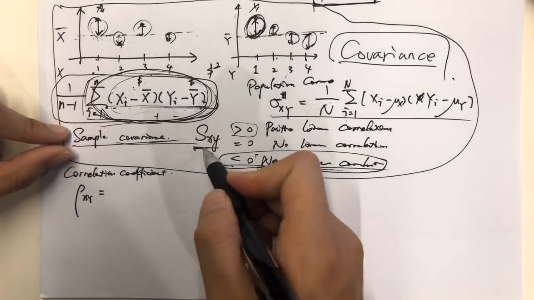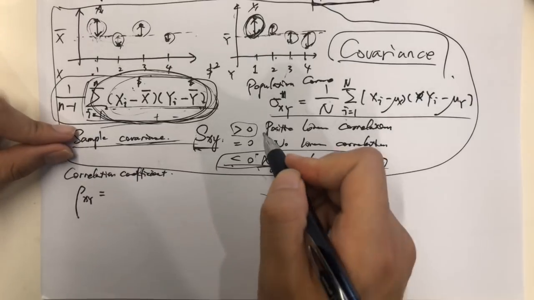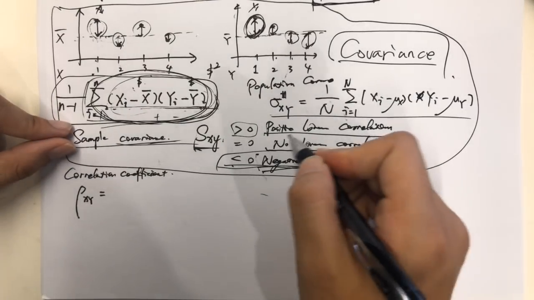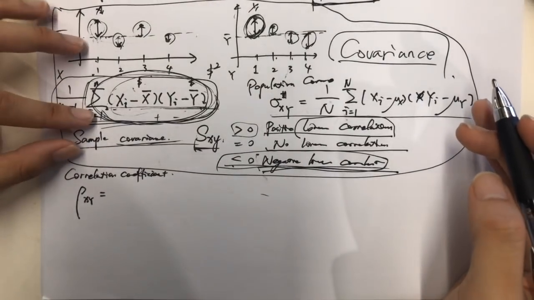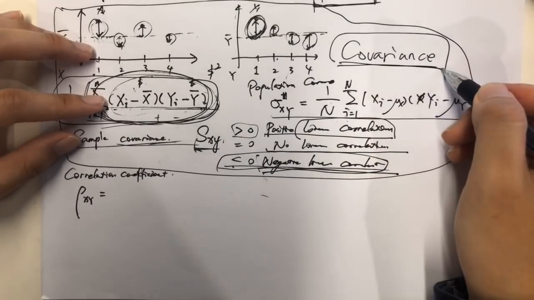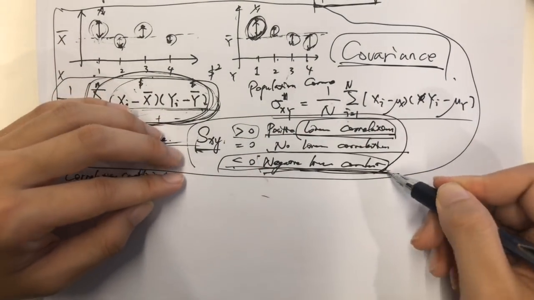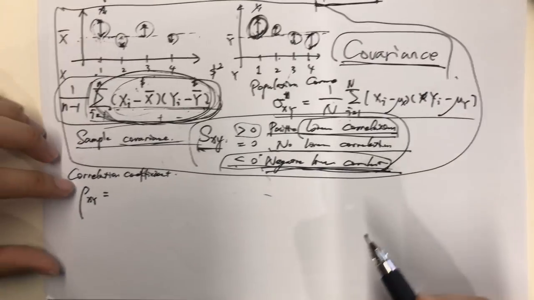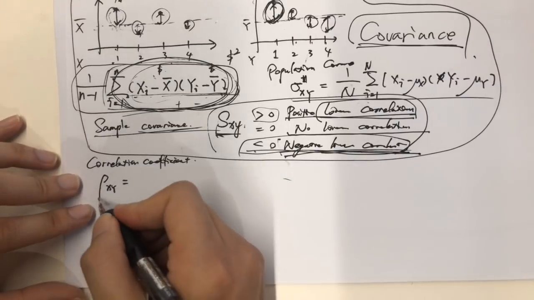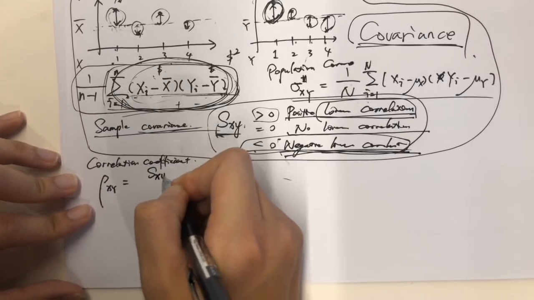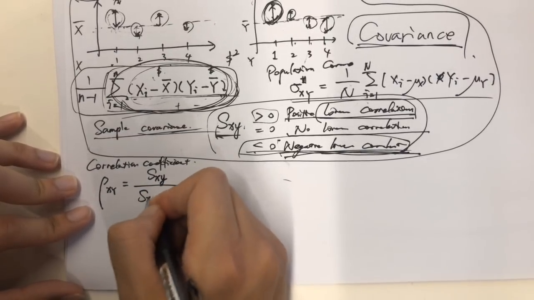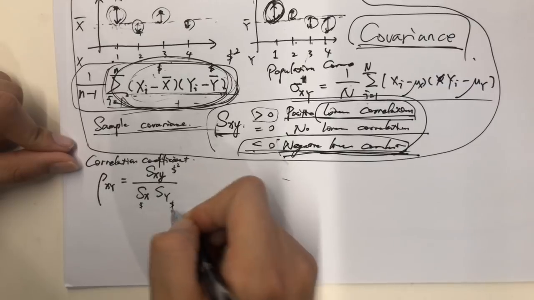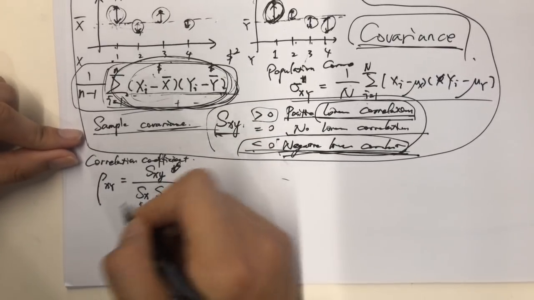From covariance, we can only know whether it's positive linear correlation, no correlation, or negative correlation, but we can never know whether the linear correlation is strong or not. Okay? So here's the key thing. But this problem can be solved by the correlation coefficient. Rho XY is calculated by covariance divided by the standard deviations of both data. In this way, dollar squared divided by dollar and dollar cancels out. So it basically cancels out everything.